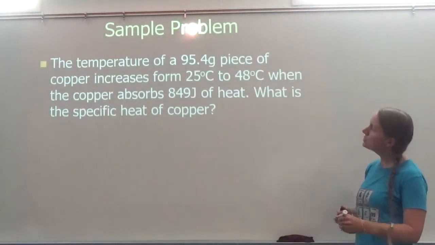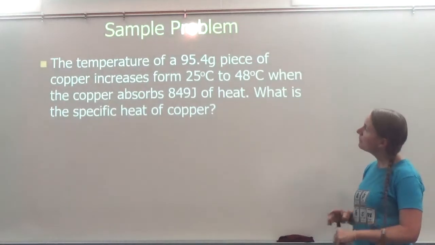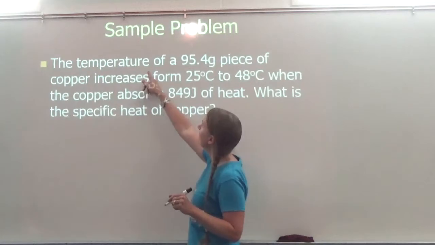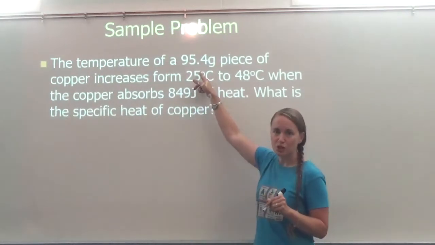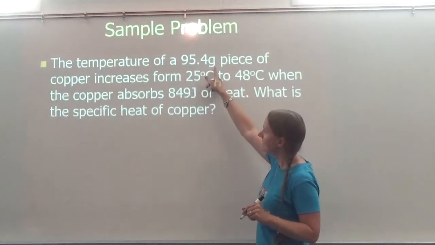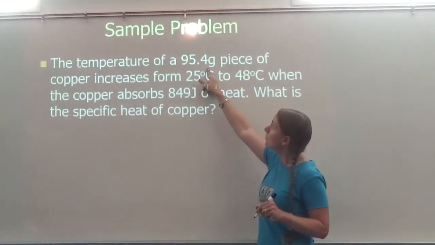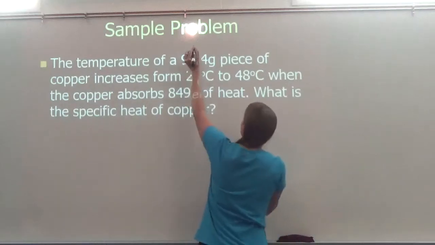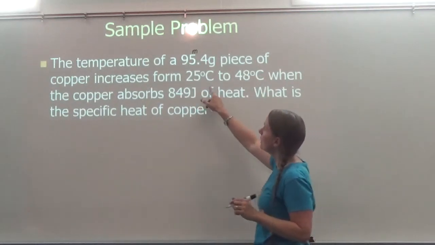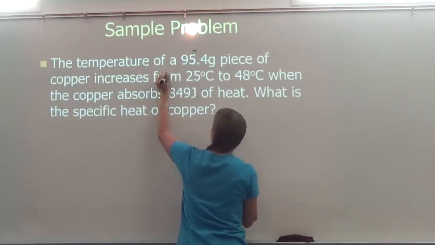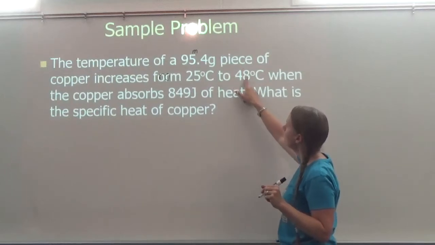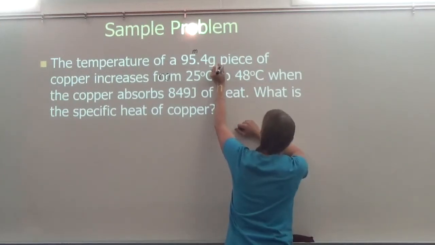So it says the temperature of a 95.4 gram piece of copper. Again, a lot of you will read that and for some reason call this temperature. Well, it didn't tell us what the temperature is yet. It says the temperature of this thing. So 95.4 grams is a mass, so that's my M. The piece of copper increases from, that should say from, not form, typo, from 25 degrees Celsius to 48 degrees Celsius. So here are my temperatures.